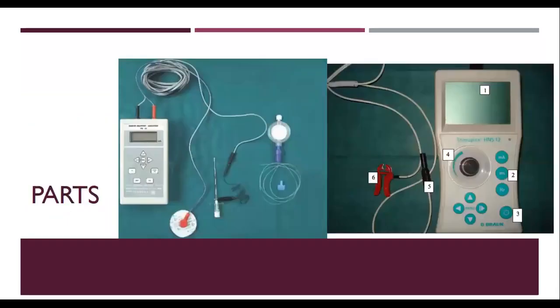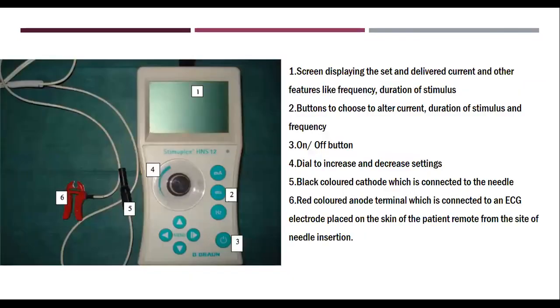Coming on to the parts of the peripheral nerve stimulator. As you can see here, this is the screen displaying the set and delivered current and other features like frequency and duration of stimulus. This is usually an LED or LCD display. And these are the buttons to alter current, duration of stimulus, and frequency. Frequency can be adjusted using this Hertz button, MS is the pulse duration or pulse width, and MA is the current required. All these can be adjusted using these buttons. And here is the on-off button, and then this is the dial to increase and decrease the settings.